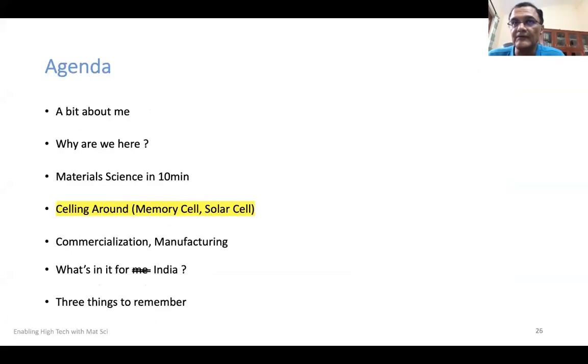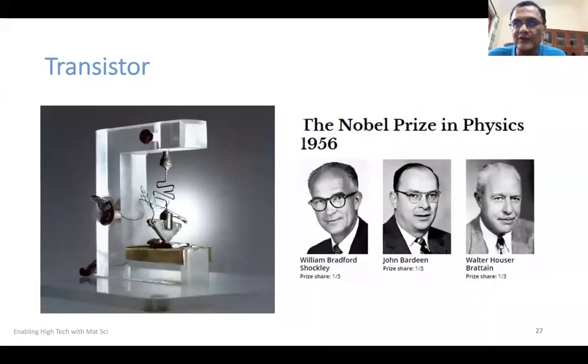Okay. Next slide. So again, I will get into this. What is a memory cell? And I will also cover solar cell after a break. But I want to give you a glimpse of what's a memory cell, what's a transistor, and how the dimensions have been evolving. If you can go to the next slide, please.